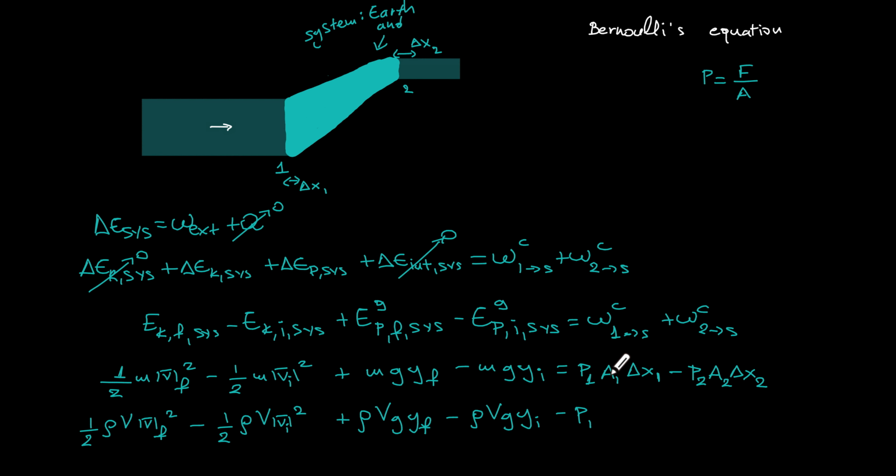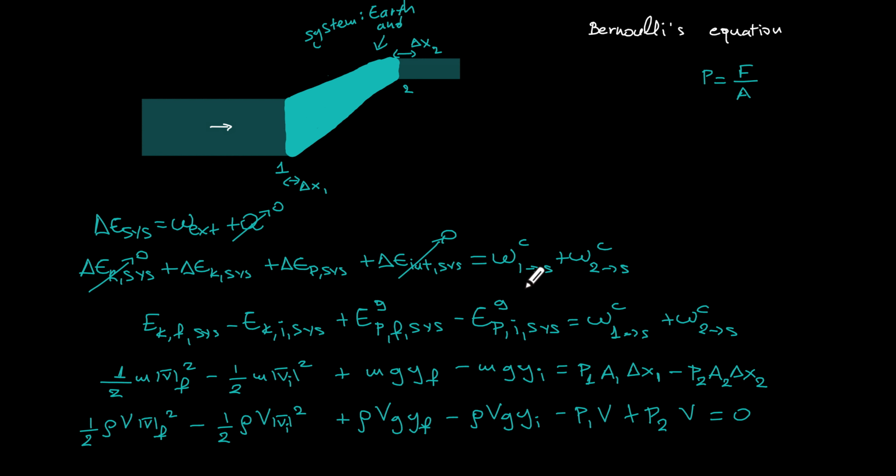and I can move P1. Now take a look here. I have the area times delta x, so the area times delta x1 will give you the volume. And then I will have plus P2 also times the volume is equal to 0. Now I have used final and initial, and I can make the final to be at point 2 and the initial to be at point 1.